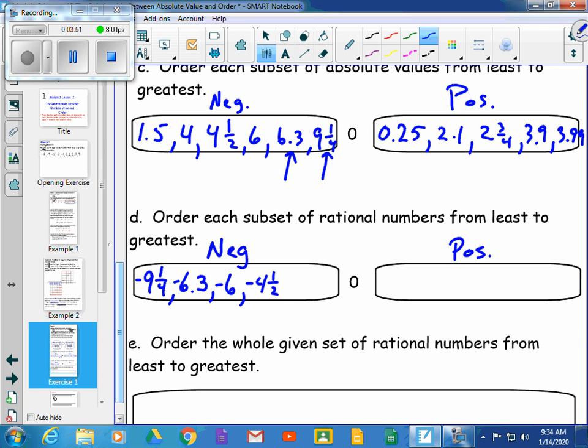And then we finish off the order, and then we have 0 in between them, and then the positive numbers. Remember, the positive numbers are going to have the same exact order as their absolute values. So I can simply copy what I have from above.